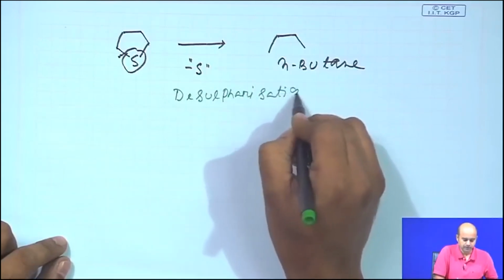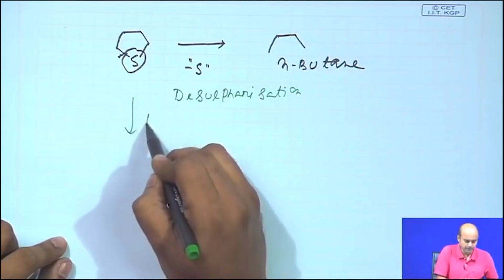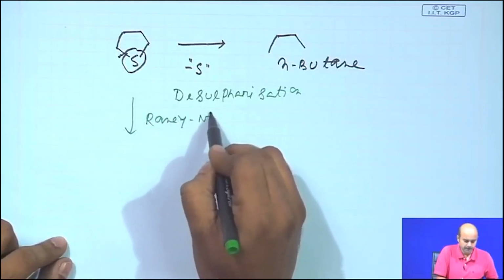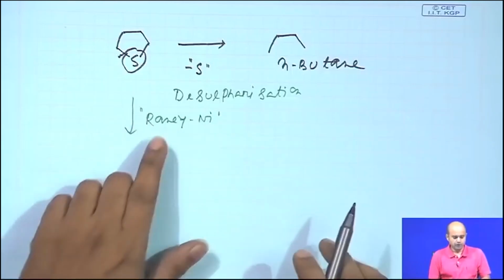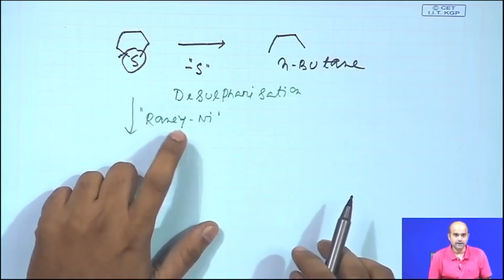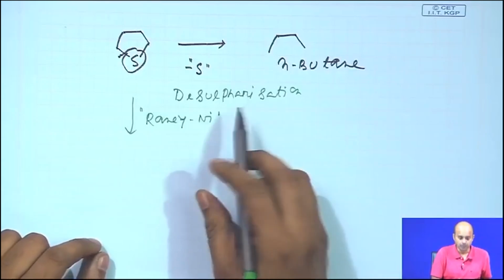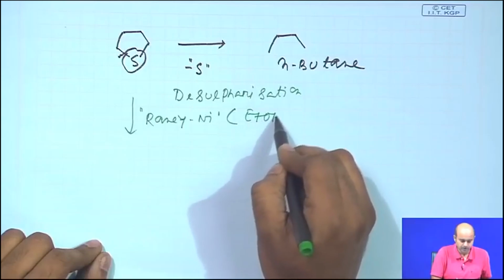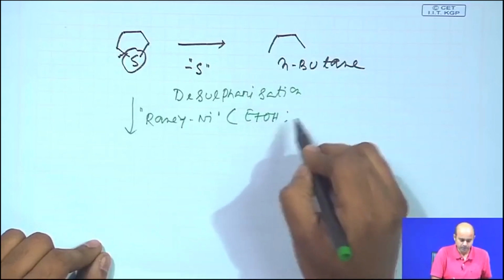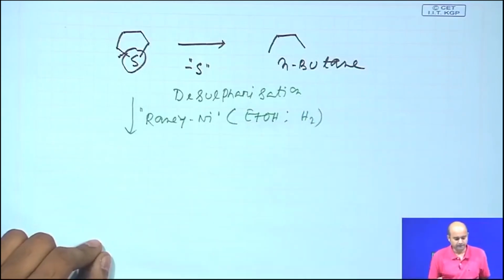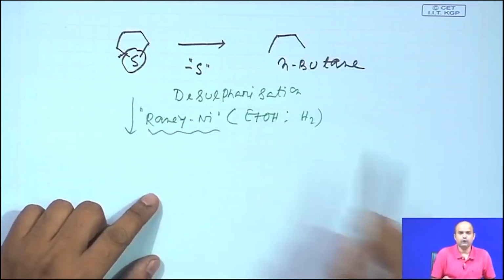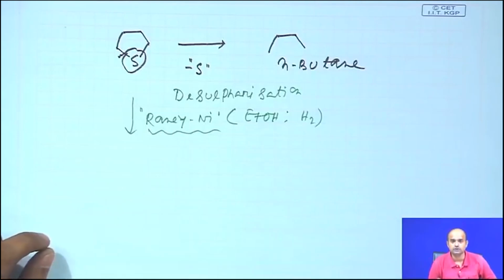Desulfurization reaction, and in reality this reaction is very efficient. It is done by Raney nickel, an active species which is commercially available. Raney nickel is a nanoparticle form of nickel, and you run the reaction in an ethanolic solvent. Sometimes you can use hydrogen as a gas. Now, Raney nickel is strongly thiophilic. Thiophilic means it has a strong attraction towards sulfur.